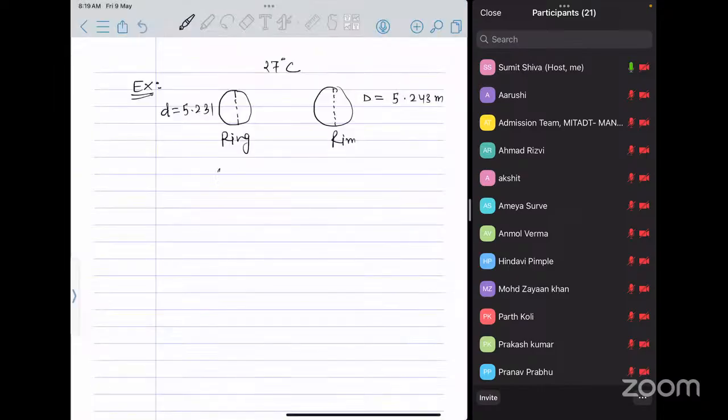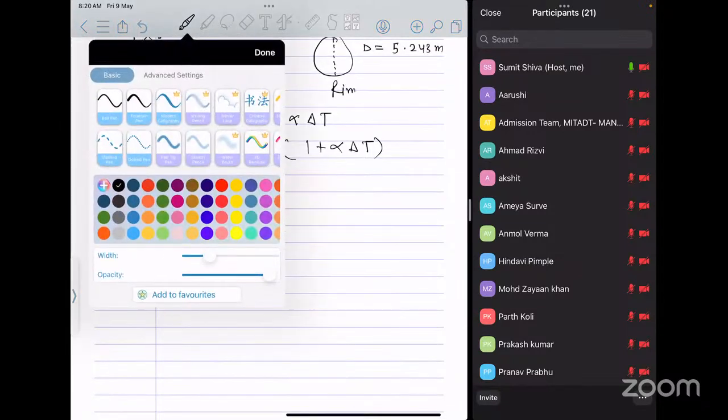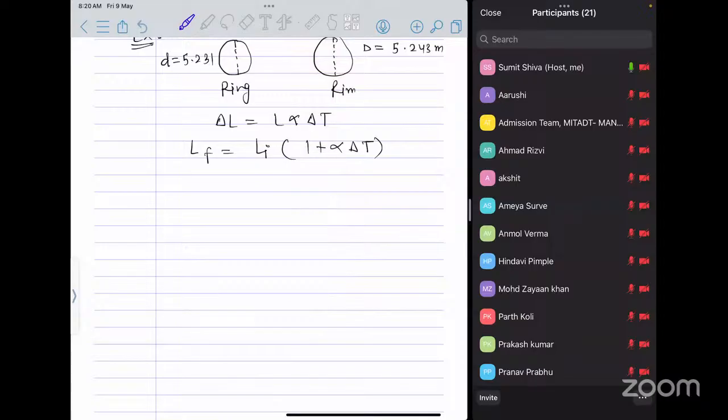Delta L is given by L alpha delta T. Am I right? Or L final is equal to L initial times (1 plus alpha delta T). This is also a way to say the same thing. Yes or no?